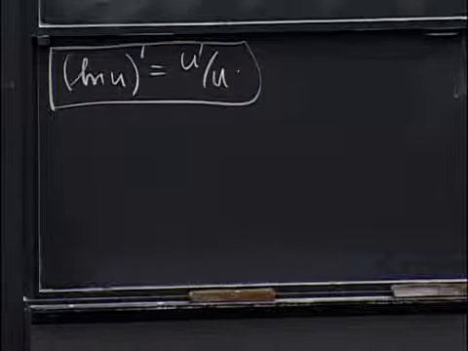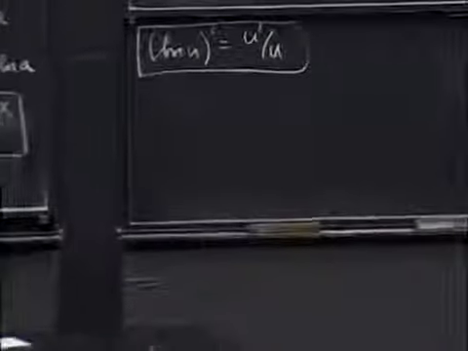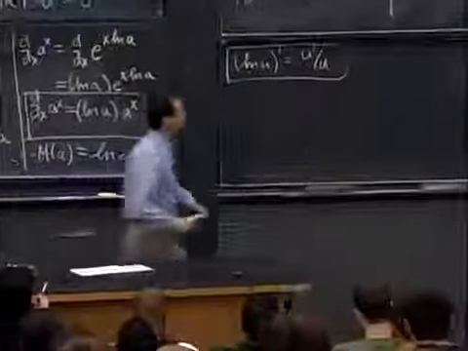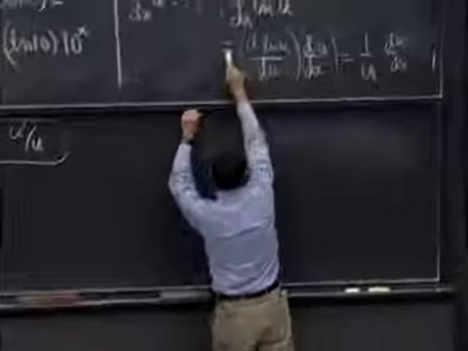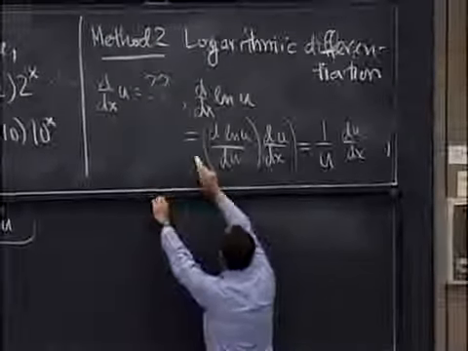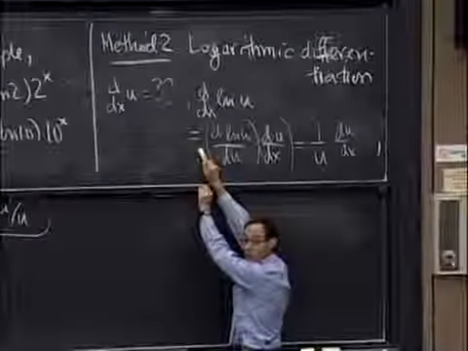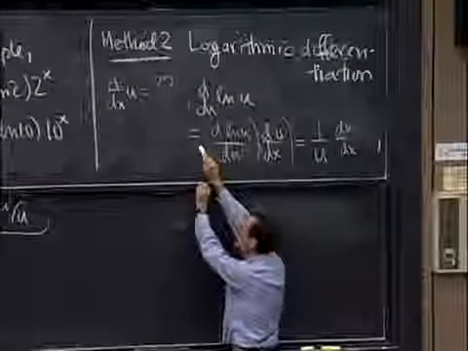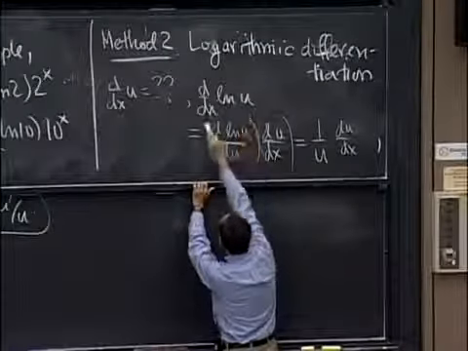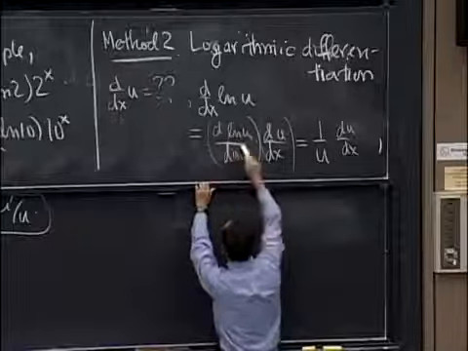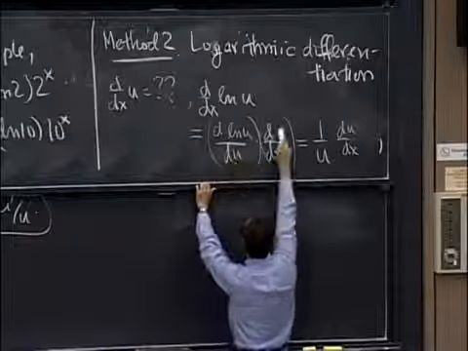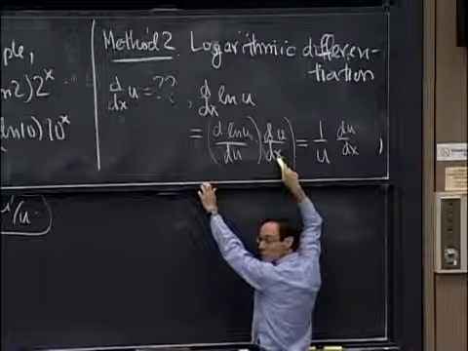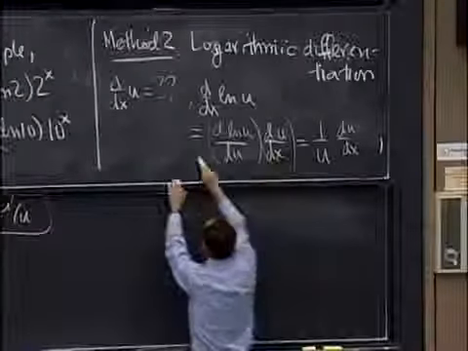Did you get d ln u over du times du over dx? The question is, how did I get this step here? All right? So this is the chain rule. Okay? The rate of change of log u with respect to x is the rate of change of log u with respect to u times the rate of change of u with respect to x. That's the chain rule.